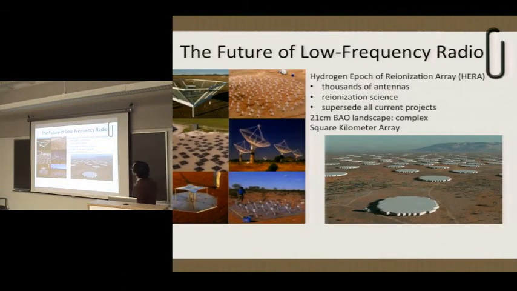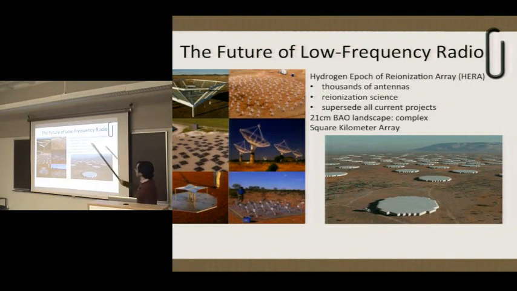So kind of looking forward, for the reionization science, we're hoping to pitch a next generation instrument, HERA, the Hydrogen Epoch of Reionization Array, that incorporates a lot of the elements and lessons learned out of current generation 21 centimeter reionization experiments looking forward. And we have a pretty nice endorsement from the decadal survey that was conducted in the US for following that path. The 21 centimeter BAO landscape is pretty complex right now with a lot of projects in their early stages. And we may see what happens there.